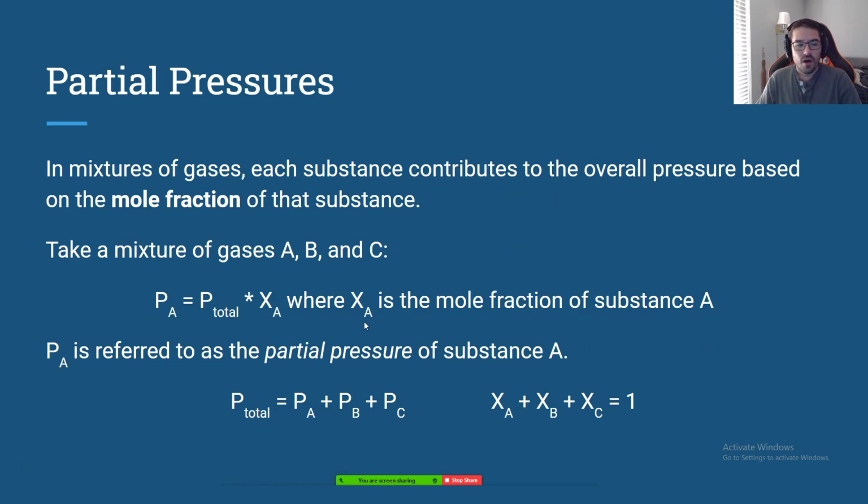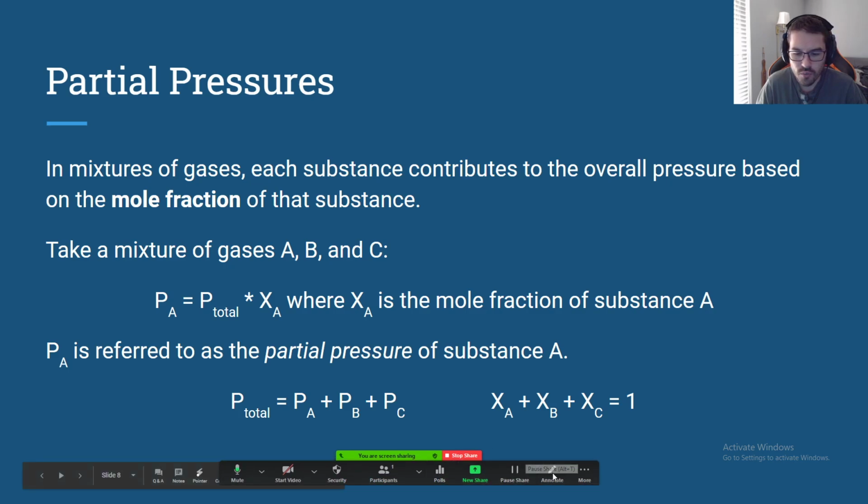One other thing about pressure. I mentioned on the first slide that different gases mix easily with each other. When they do so, there's a concept that comes up called partial pressures. So let's say you have a mixture of three different gases, A, B, and C. It doesn't matter what these substances are, they're going to be well mixed. You can calculate the partial pressure of any of these individual substances based on its mole fraction.